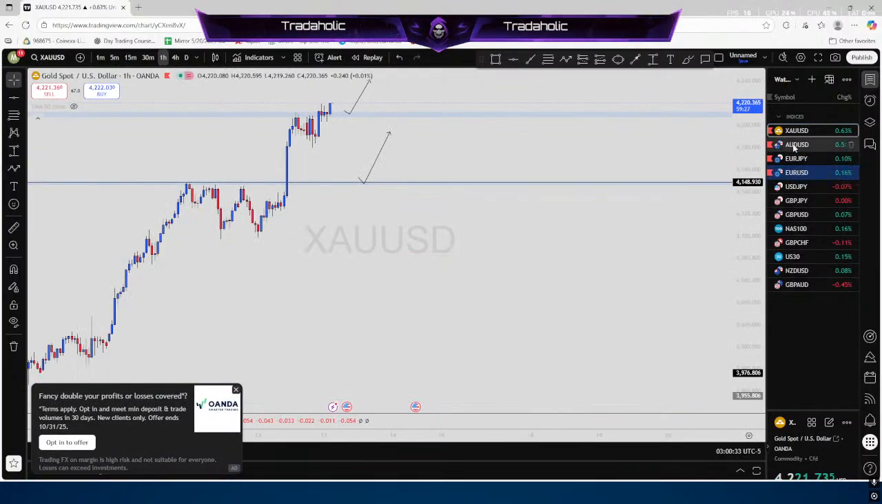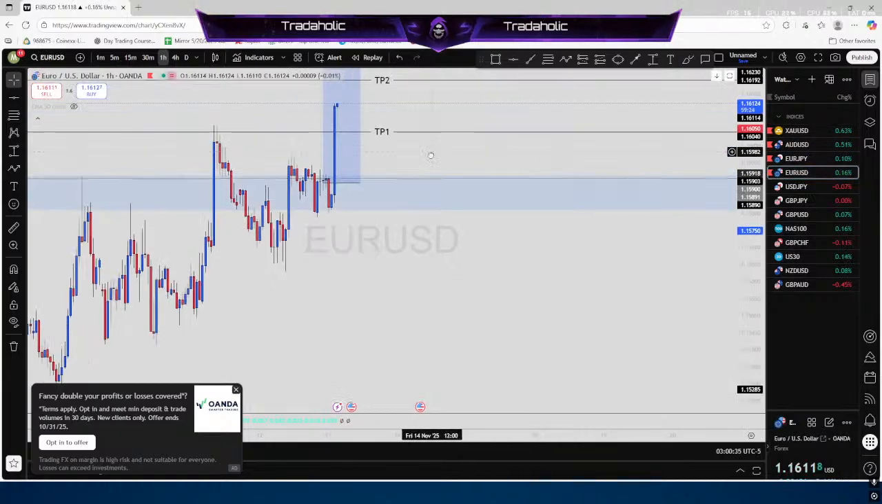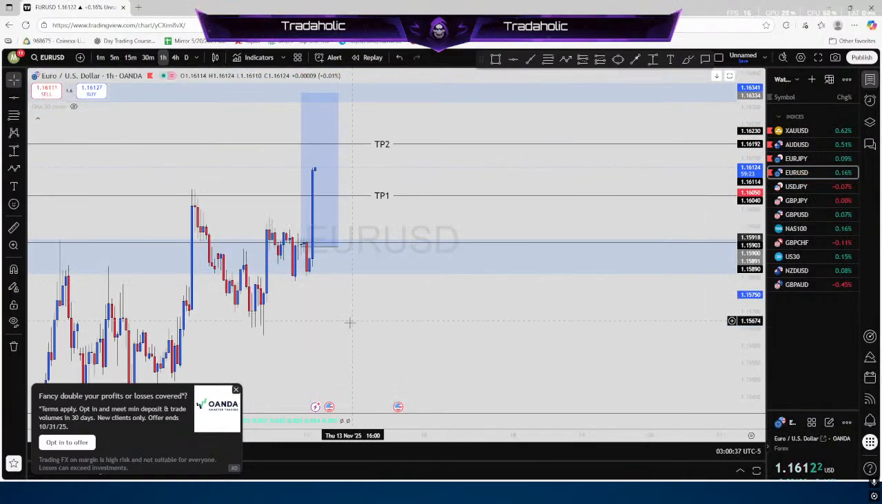I'm already in EU, so I'm really not looking at it too much. I'm already in this trade. Stops are at break even. This is a very solid trade, but I'm not really looking at the trade no more. I'm just going to let it do what it do. I did take partials off of this trade though.